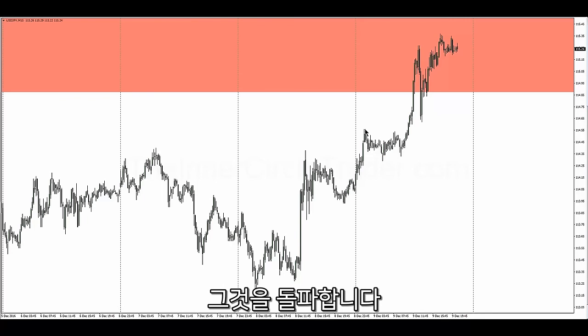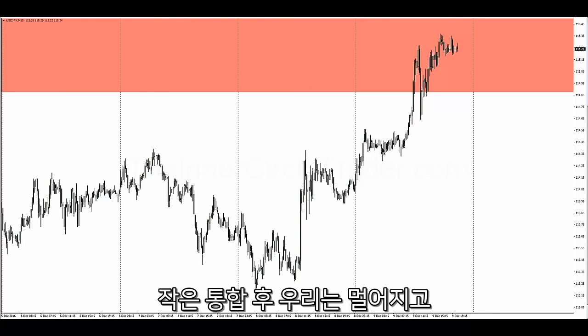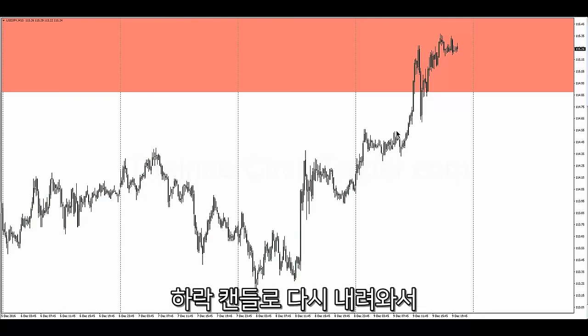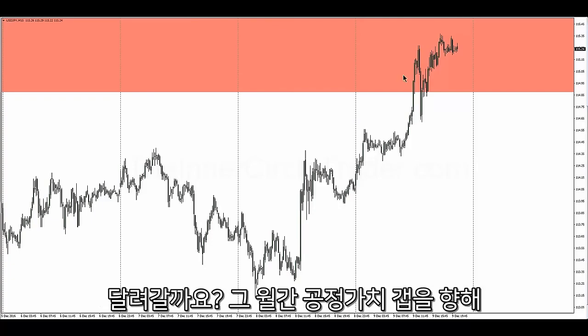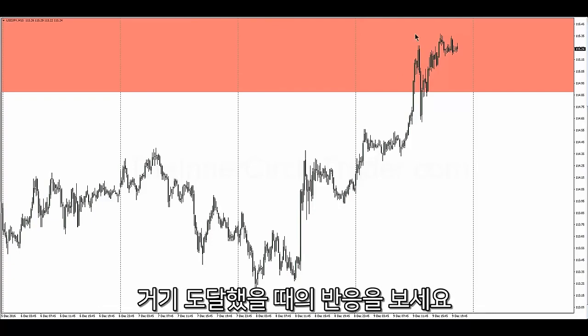It runs through it. Small little consolidation. We rally away, comes back down into the down candle. Repopulate more buy orders. What's it going to run for? That monthly fair value gap. Look at the reaction once it gets up in there.